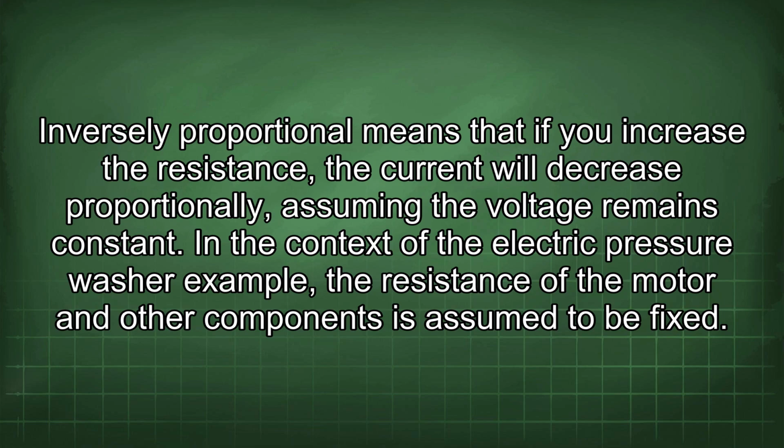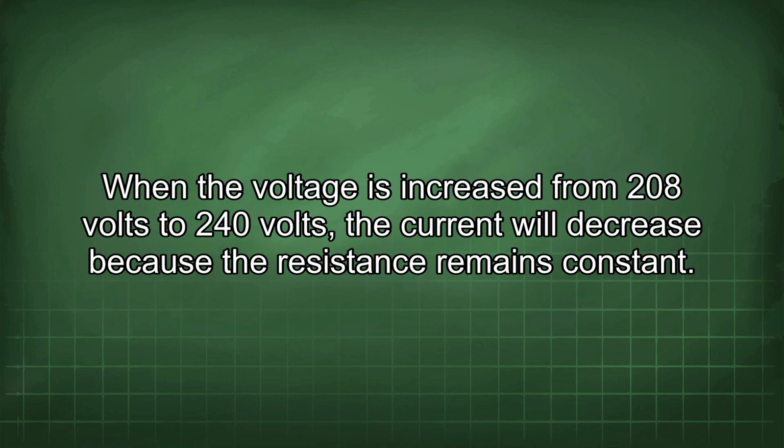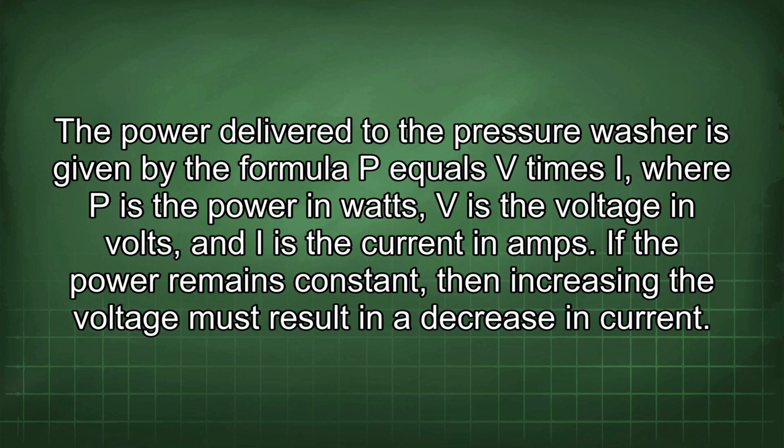In the context of the electric pressure washer example, the resistance of the motor and other components is assumed to be fixed. When the voltage is increased from 208 volts to 240 volts, the current will decrease because the resistance remains constant. The power delivered to the pressure washer is given by the formula P equals V times I, where P is the power in watts, V is the voltage in volts, and I is the current in amps. If the power remains constant, then increasing the voltage must result in a decrease in current.